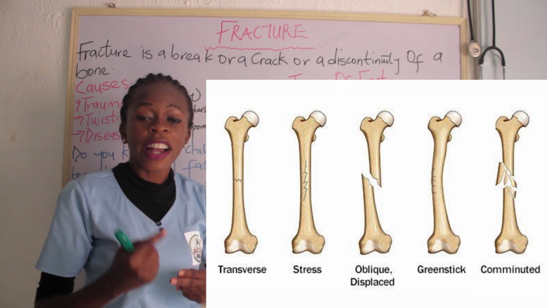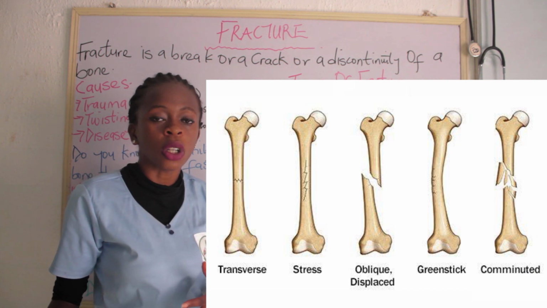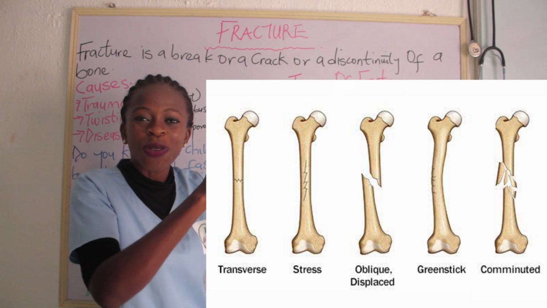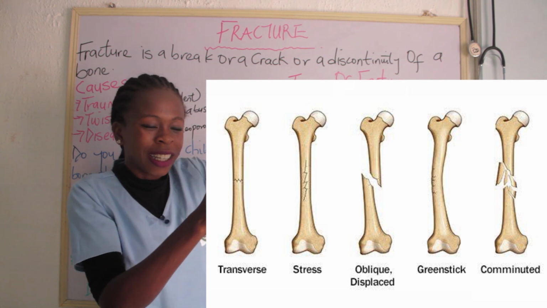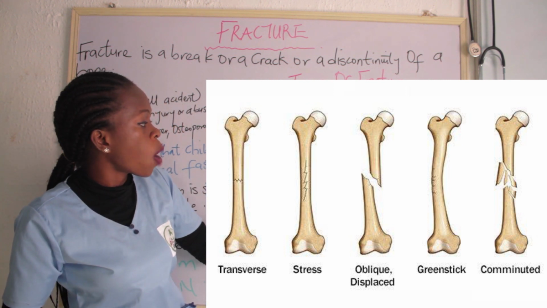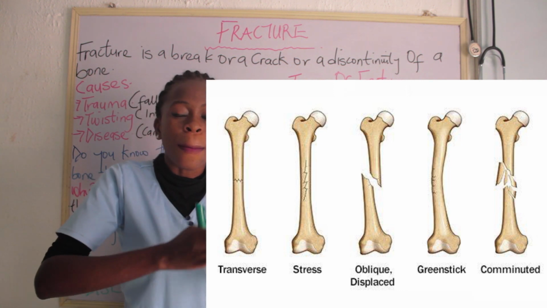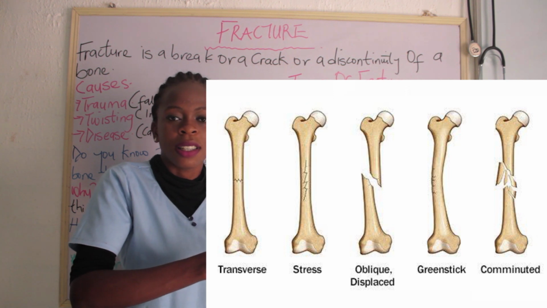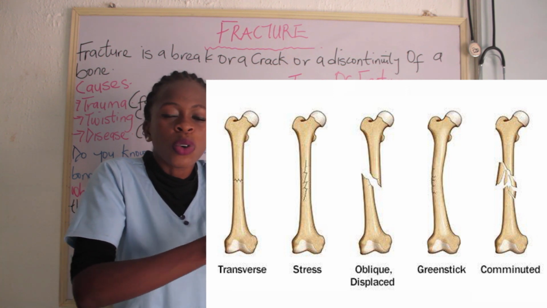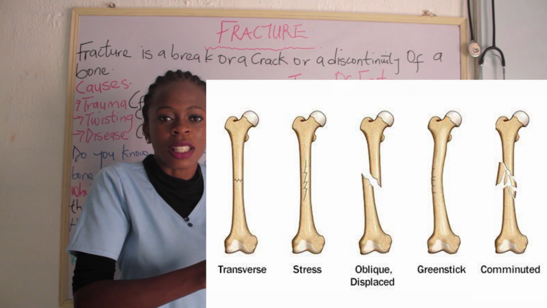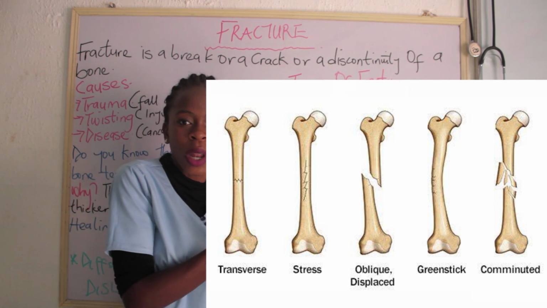This greenstick fracture occurs in children majorly. It's like a bend. You know, a green stick usually bends but later gradually bounces back. Then we have comminuted fracture. In comminuted fracture, the bones are broken into fragments. They are broken into pieces. They don't just demarcate into two like that.